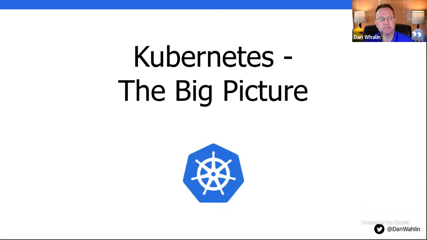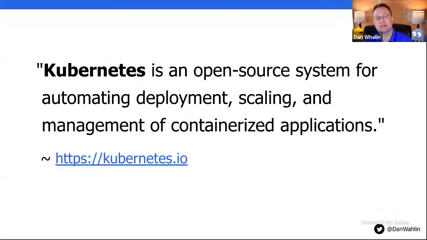So let's go through the big picture here. This is the official definition. Kubernetes is an open source system for automating deployment, scaling, and management of containerized applications. And if you're new to this, you're probably going blah, blah, blah, right?